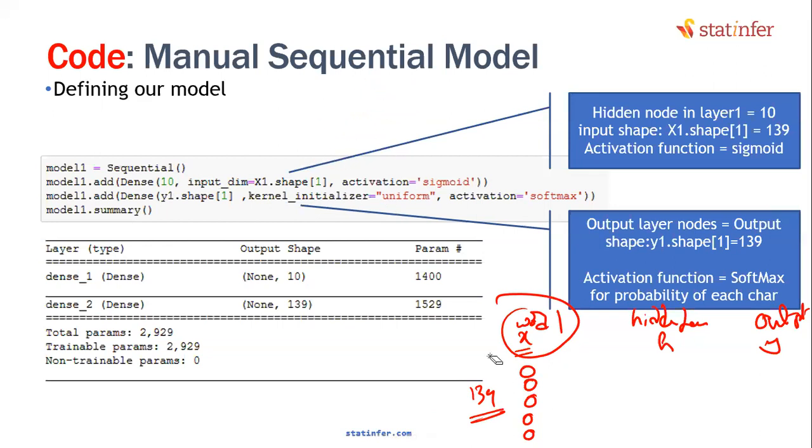Input layer has 139. Hidden layer, we are giving in the code. How many nodes does the hidden layer have here? How many have we mentioned? H1, H2 and so on. 10 nodes. All right. Output layer, which happens to be word 2 in our case. How many nodes are in the output layer?